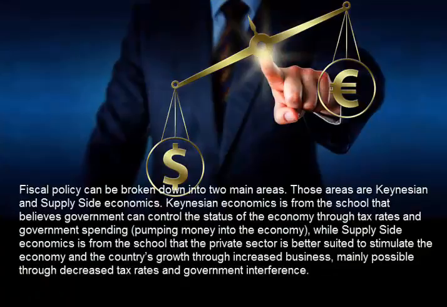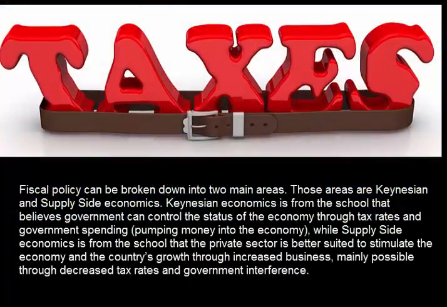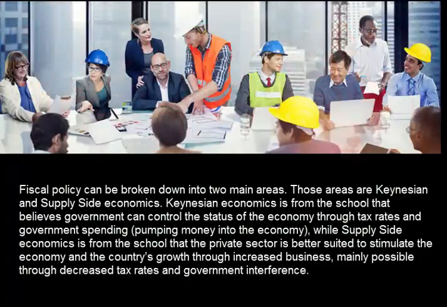Fiscal policy can be broken down into two main areas. Those areas are Keynesian and Supply-Side Economics. Keynesian economics is from the school that believes government can control the status of the economy through tax rates and government spending. That is, pumping money into the economy. While Supply-Side Economics is from the school that the private sector is better suited to stimulate the economy and the country's growth through increased business, mainly possible through decreased tax rates and government interference.